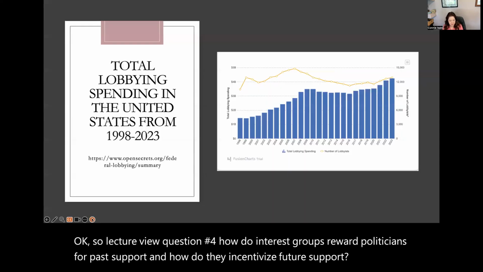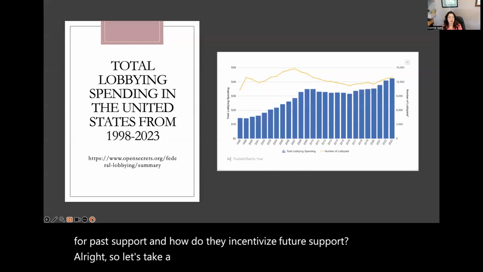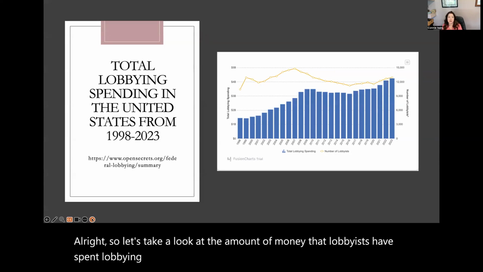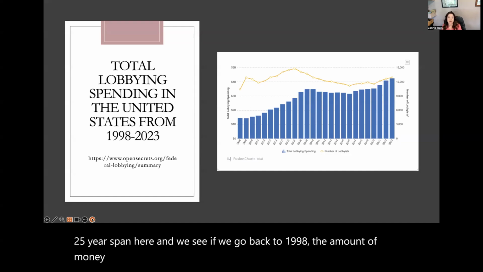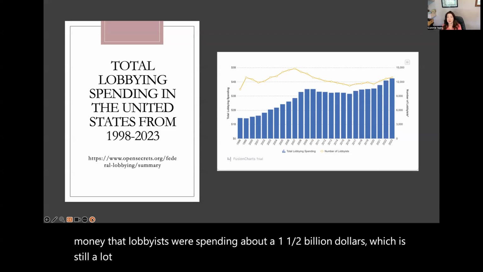All right. So let's take a look at the amount of money that lobbyists have spent in lobbying our government from 1998 to 2023. So we're going over a 25-year span here. And we see, if we go back to 1998, the amount of money that lobbyists were spending was about $1.5 billion, which is still a lot of money by 1998 terms.